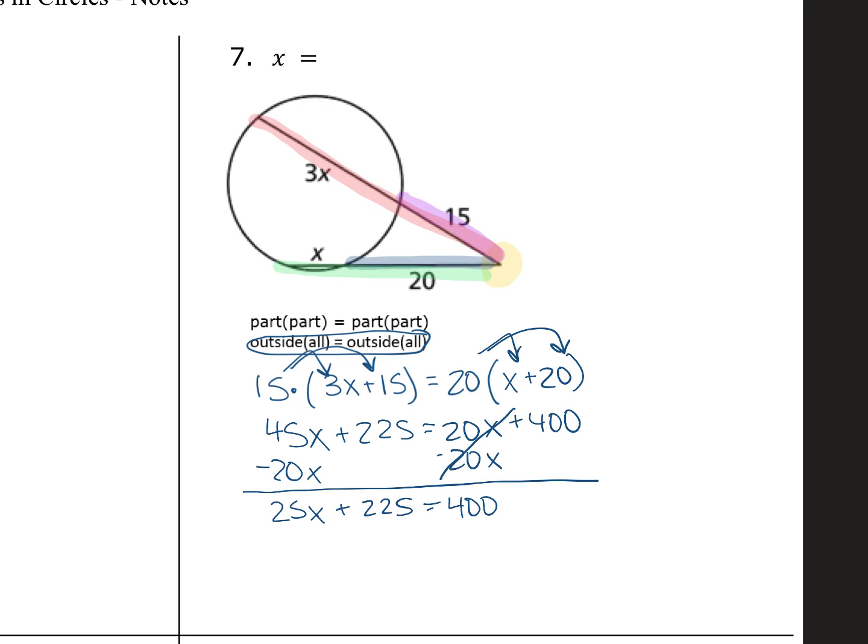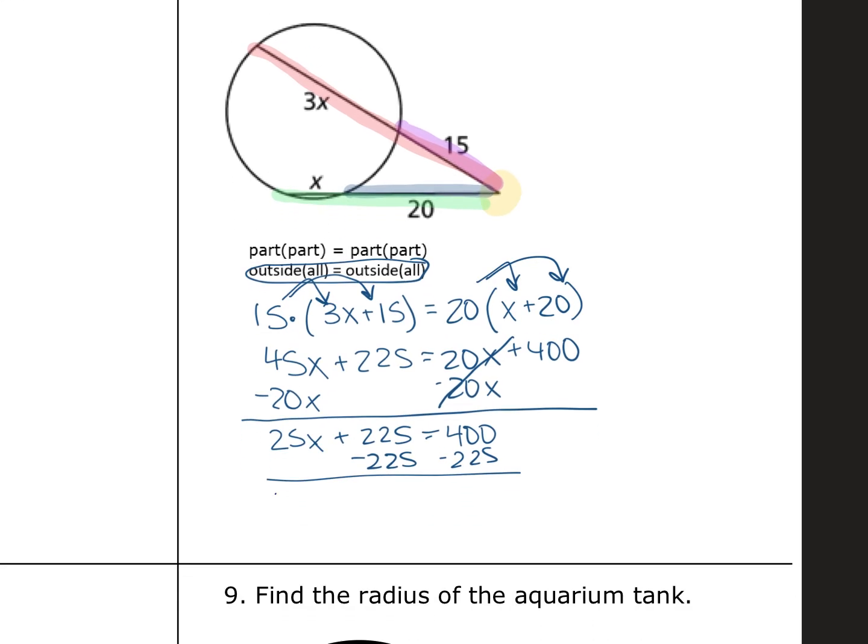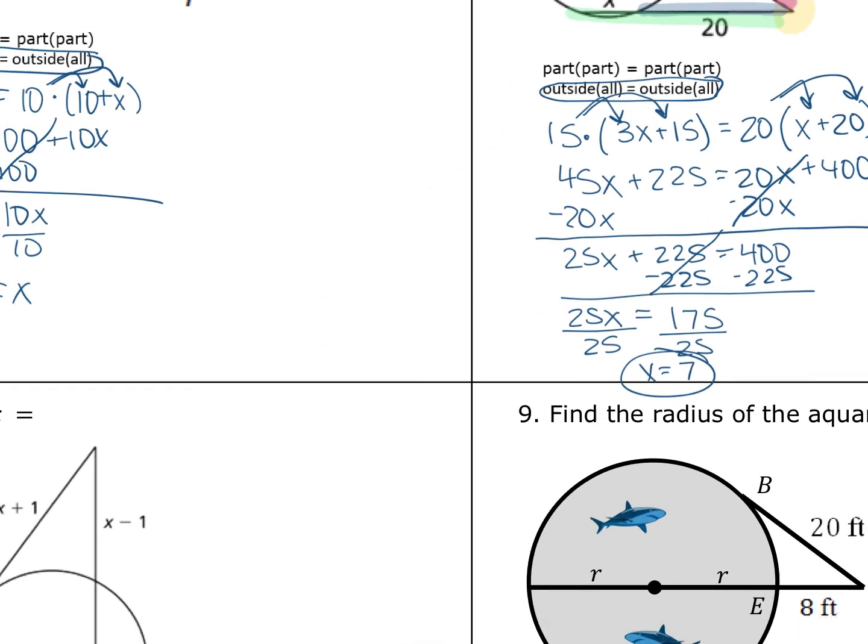Now that we got the x's on one side, we want to move the numbers to the other. So we're going to subtract 225 on both sides. Bring down your 25x. 225 minus 225 makes 0, so we can cross it off. And 400 minus 225 makes 175. Last step, we are going to divide by 25 on both sides. And that is going to give us x equals 7 at the end.